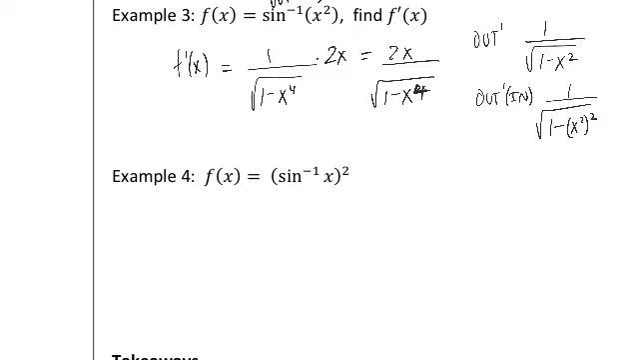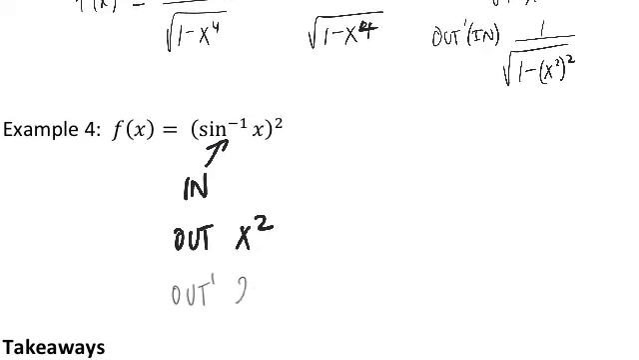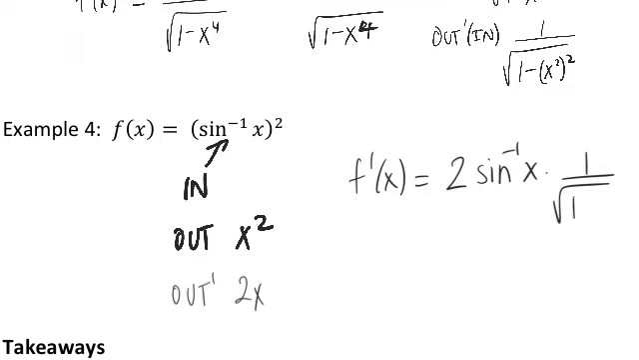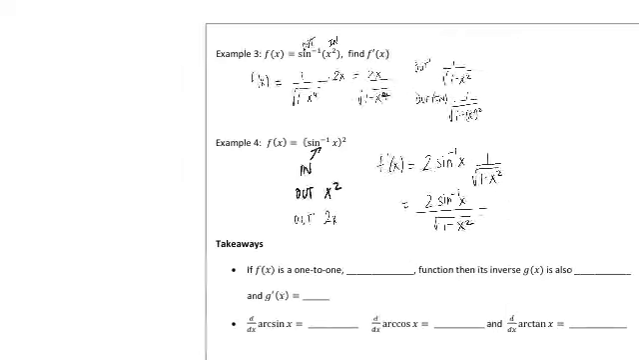Okay, that looks very similar to sine inverse of x, the quantity squared, but the two things are different, right? In this one, the inside is sine inverse, and the outside is x squared. So for this one, the out prime is simply 2x, and the in prime is our new formula. So this will be out prime of in times in prime. And so we're going to end with 2 sine inverse of x over rad 1 minus x squared.